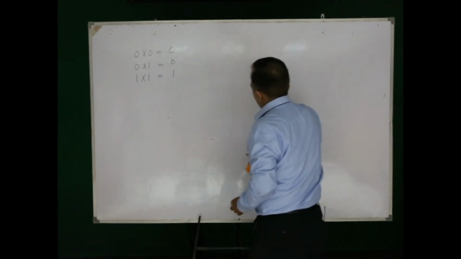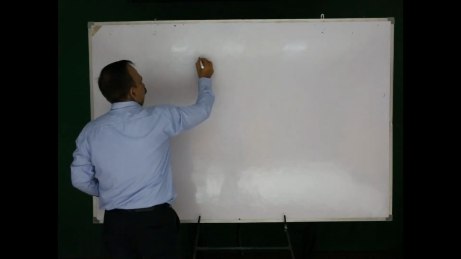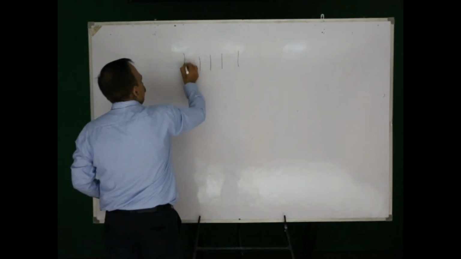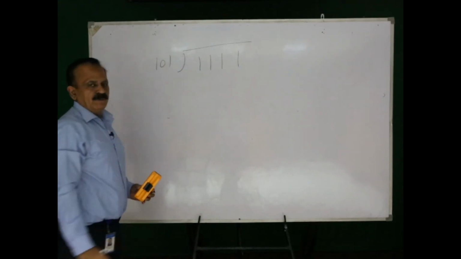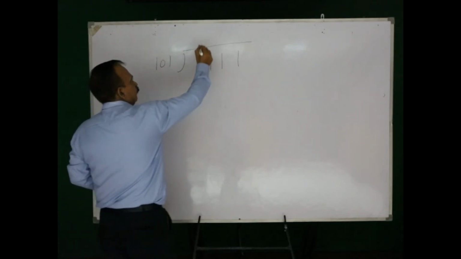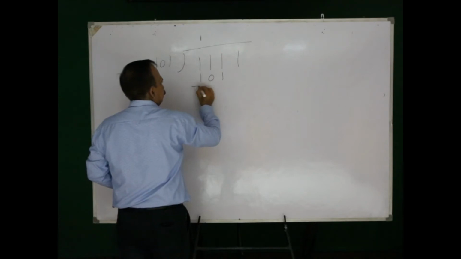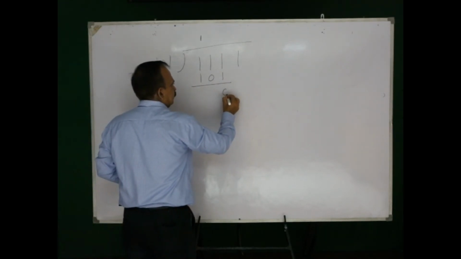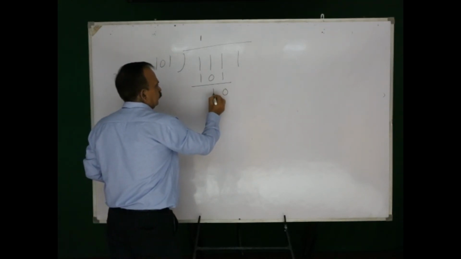division. The division is nothing but more or less a subtraction process. Say this is 1 1 1 1 and I want to divide it with 101. 101 positively with the 1. It is 1 0 1. Now subtract 1 minus 1, it is 0. 1 minus 0, it is 1.